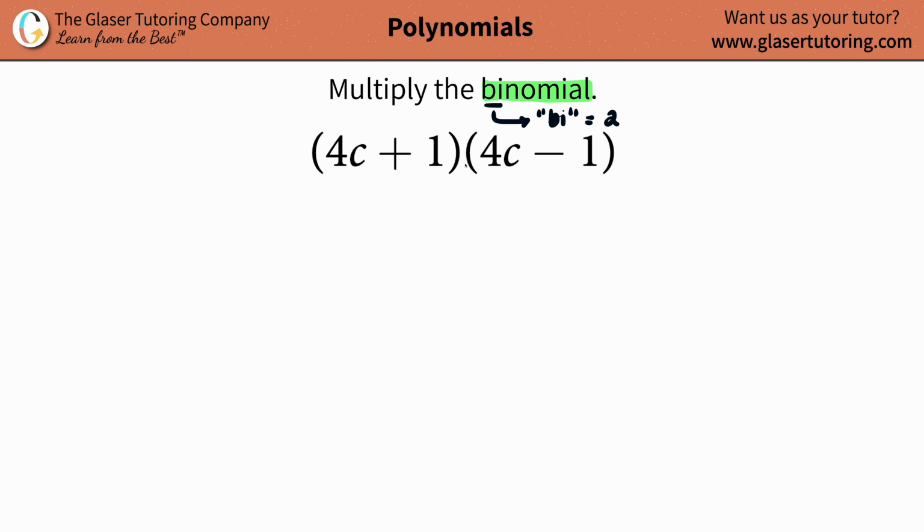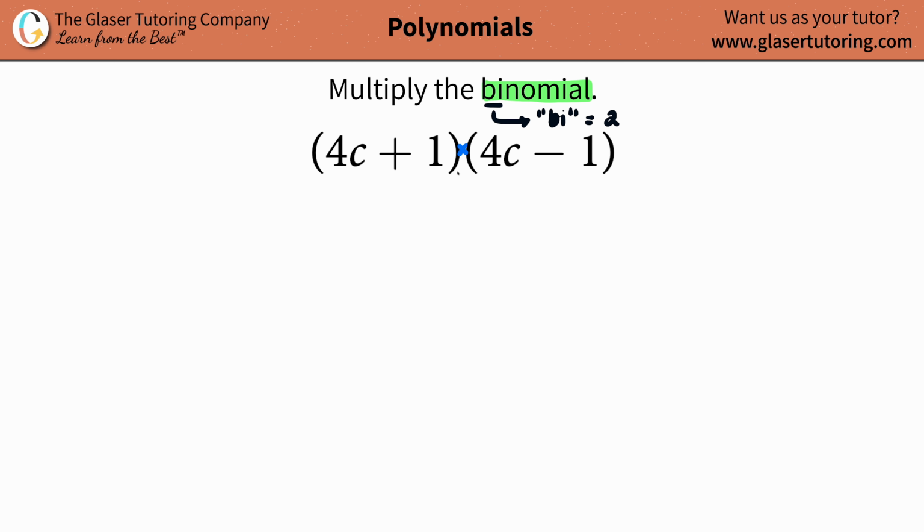Now if I look over here, we have 4c plus 1. Here are my two terms. I have a value with a variable, in this case they gave it to me as c, and then the other one just has a random number. So two different terms, and these binomials are being multiplied.